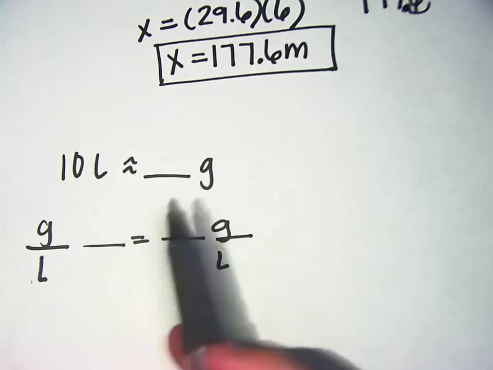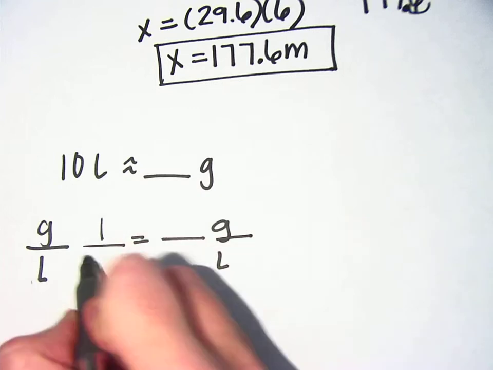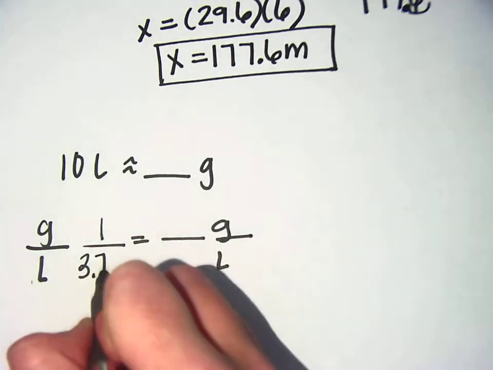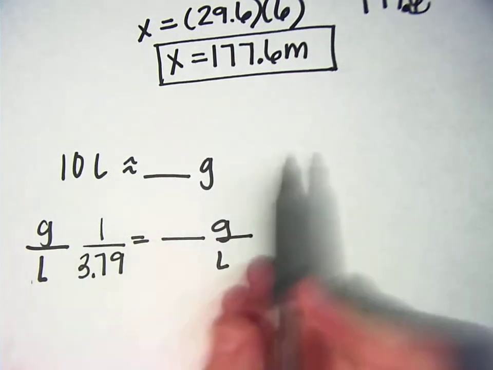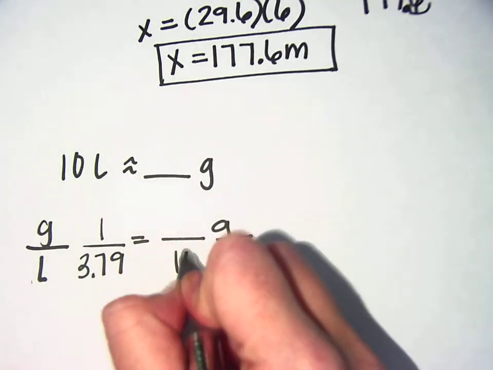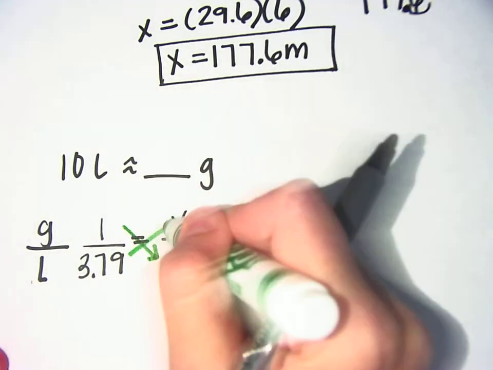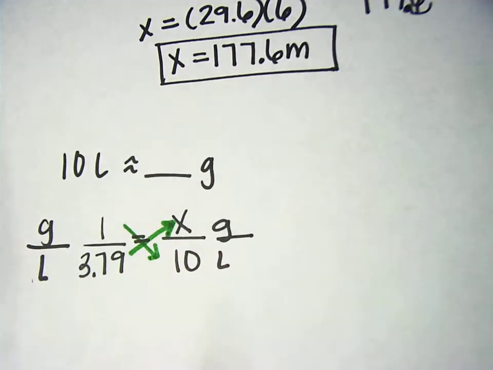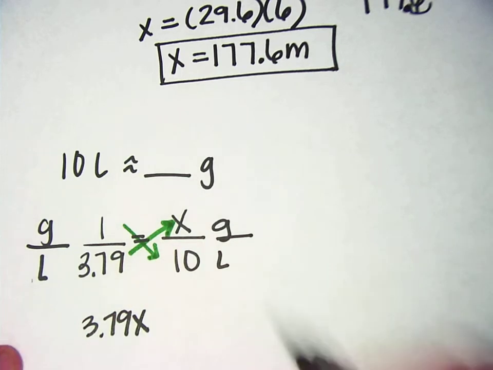Okay? So we're going to look at our conversion chart and find gallons and liters. I have 1 gallon is equal to 3.79 liters. So your conversion factor goes here. Then on this side, we're going to input the information that's given to us. So I have 10 liters, and we're looking for gallons. Okay? Now you're going to cross multiply. And I always multiply my X first. So I have 3.79x. I'm going to bring down my equal sign.